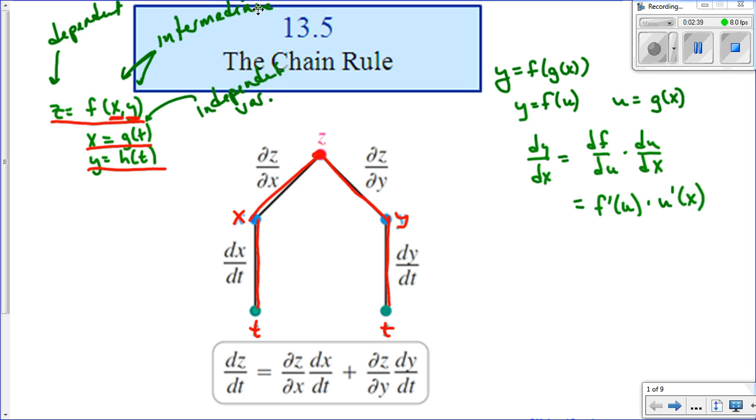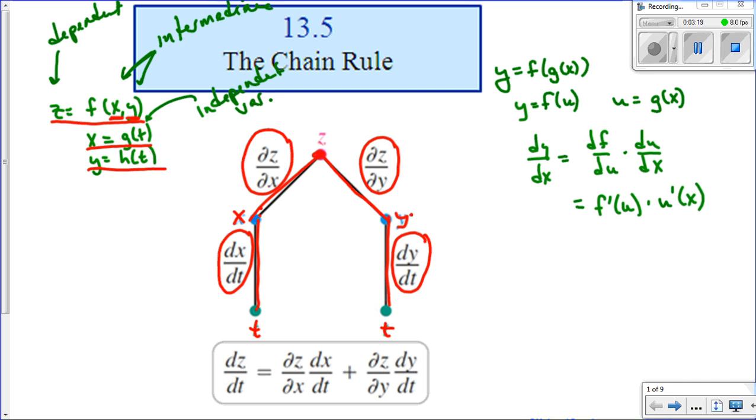So the change in z with respect to x, since x is one of two variables, we would need to take the partial derivative of z with respect to x. But x has a single independent variable t, so when we take the derivative of x with respect to t, we'll just have the regular derivative. Likewise, z depends on both x and y, so if we're going to differentiate z with respect to y, we'll use a partial derivative. And since y has the single independent variable t, the derivative of y with respect to t will be just the regular derivative, dy/dt.